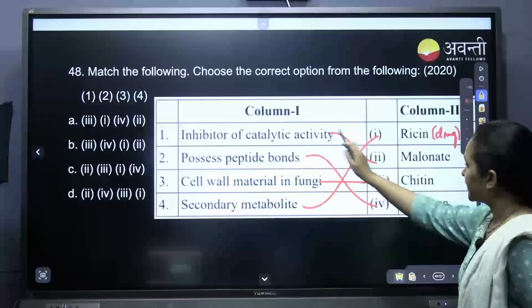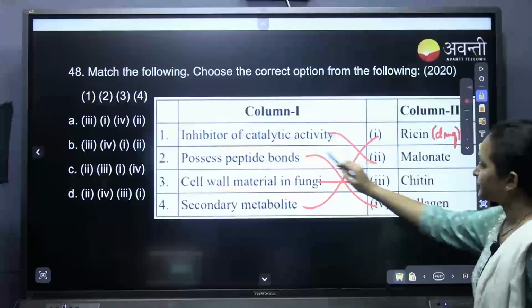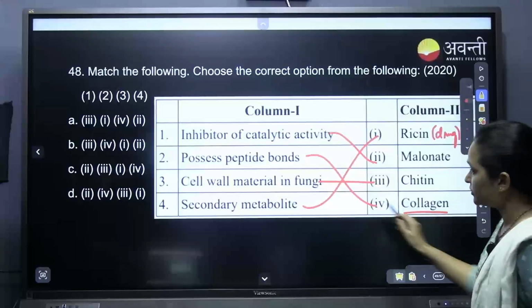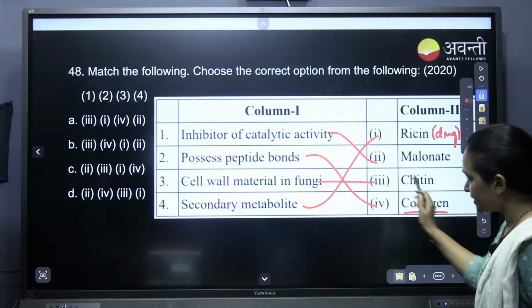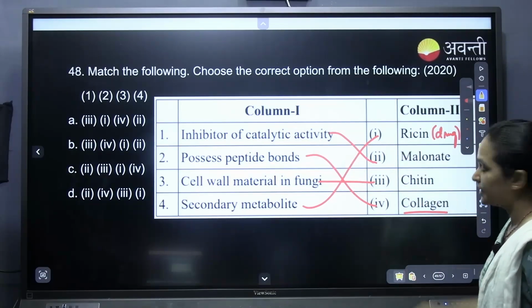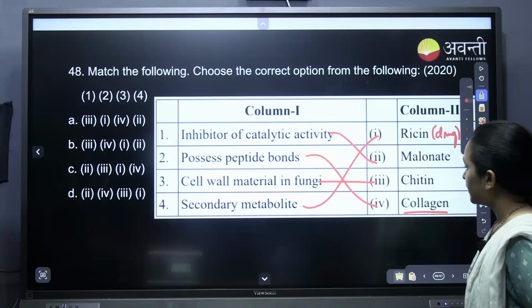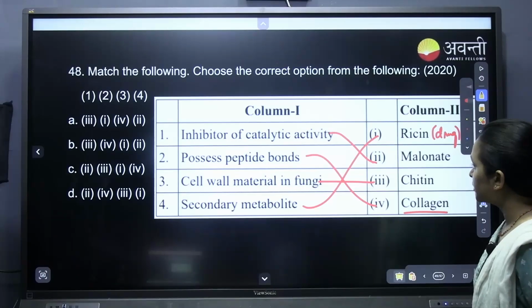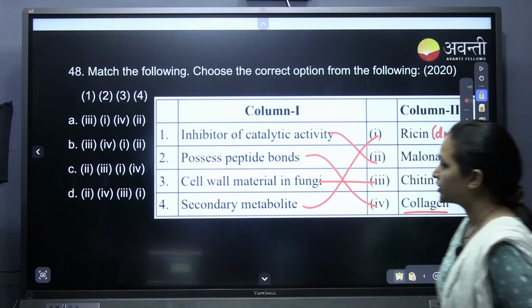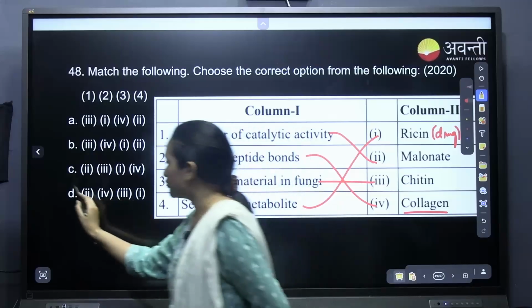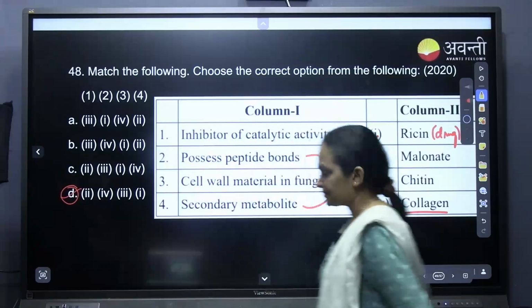The inhibitor of the catalytic activity is malonate. Possess peptide bond is collagen. Cell wall material of the fungi is chitin, and secondary metabolite is ricin. So now just match it. 1-A, 2-B, 4-2, 4. That is D, the correct answer.